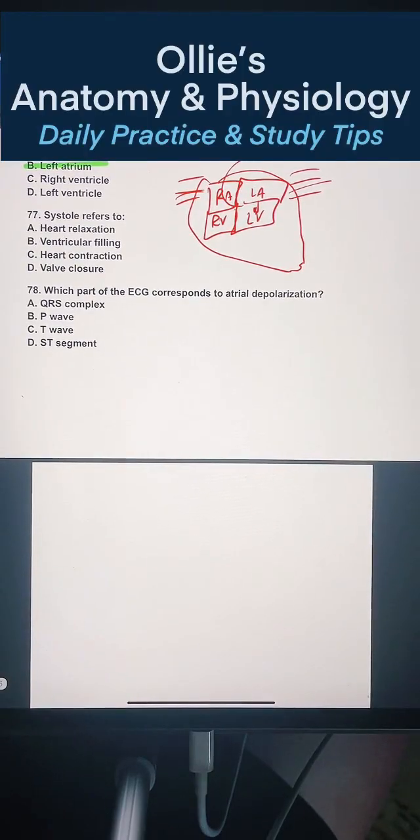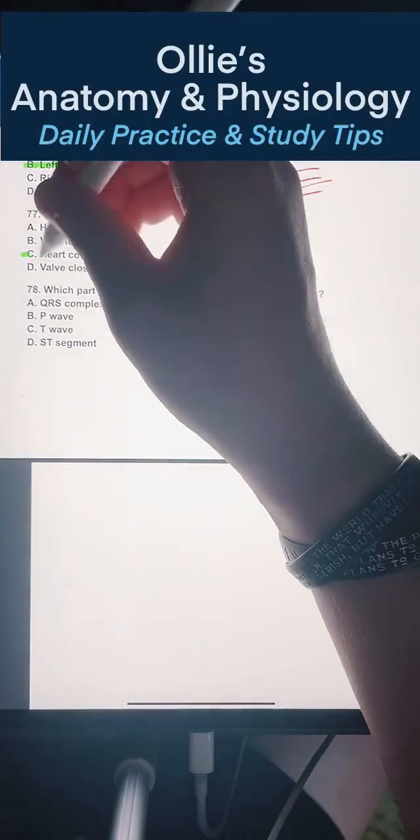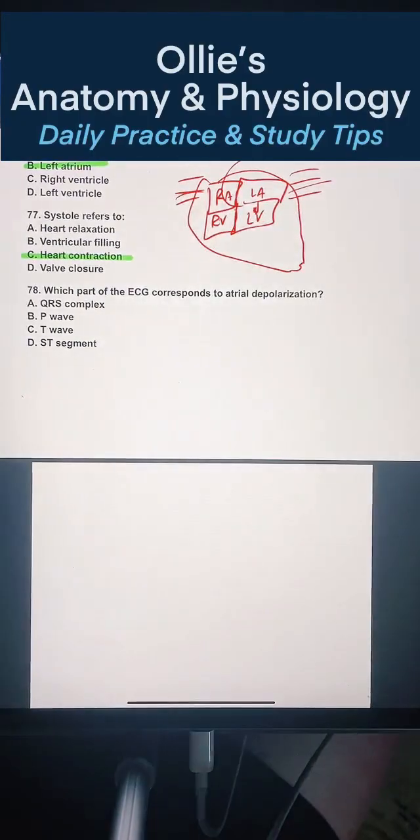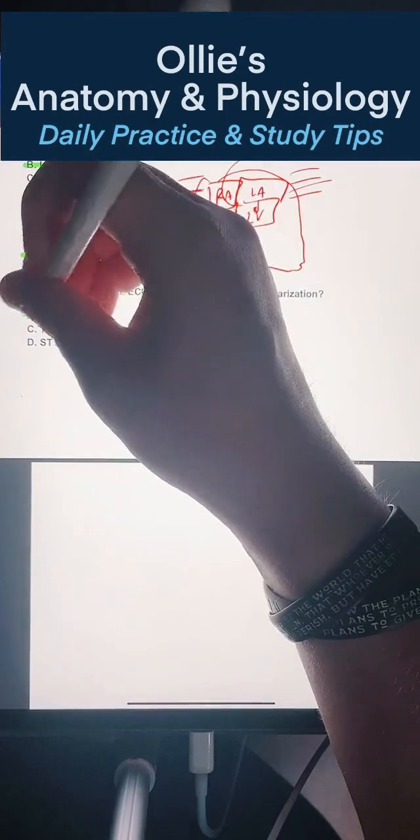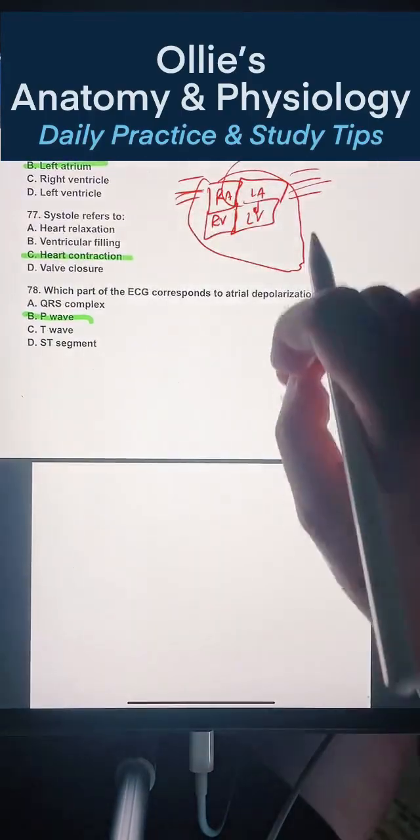But number 77, the answer is C. It is heart contraction. Heart rate excited diastole. Number 78, which part of the ECG corresponds to atrial depolarization? Number 78. Atrial depolarization is going to be B. It is the P wave.